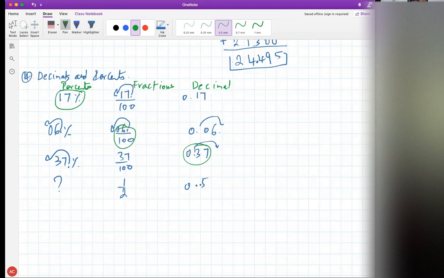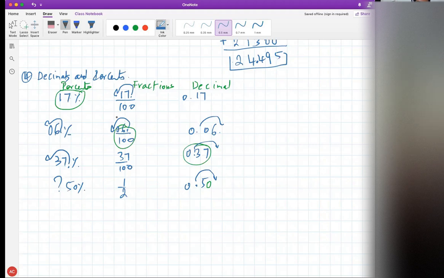But here we only have one digit. So what do you do? Add a zero. Exactly. Make sure you move twice, either to the right or to the left. If you need some digits, put zero. So what is this as a percent? 50%. That's right, it would be 50%.